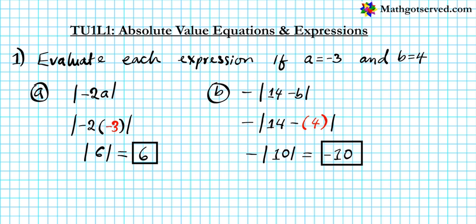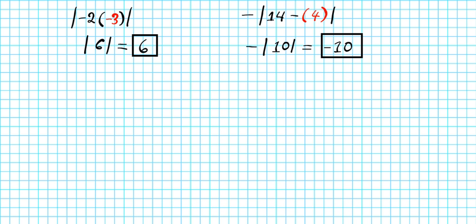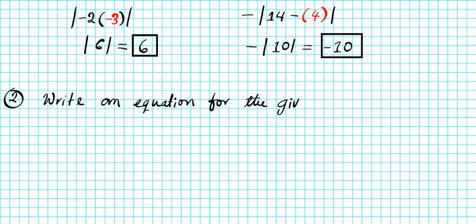Now, for the second set of problems, we're going to be generating absolute value equations from graphs. The instructions are as follows. For number 2, write an equation for the given solution sets for absolute values. Okay?